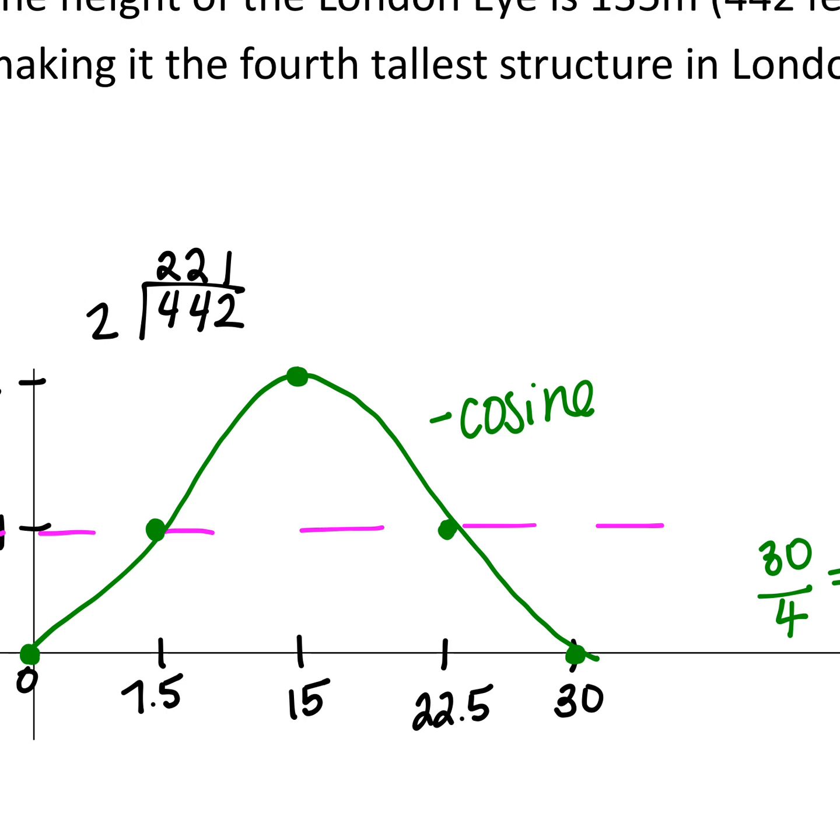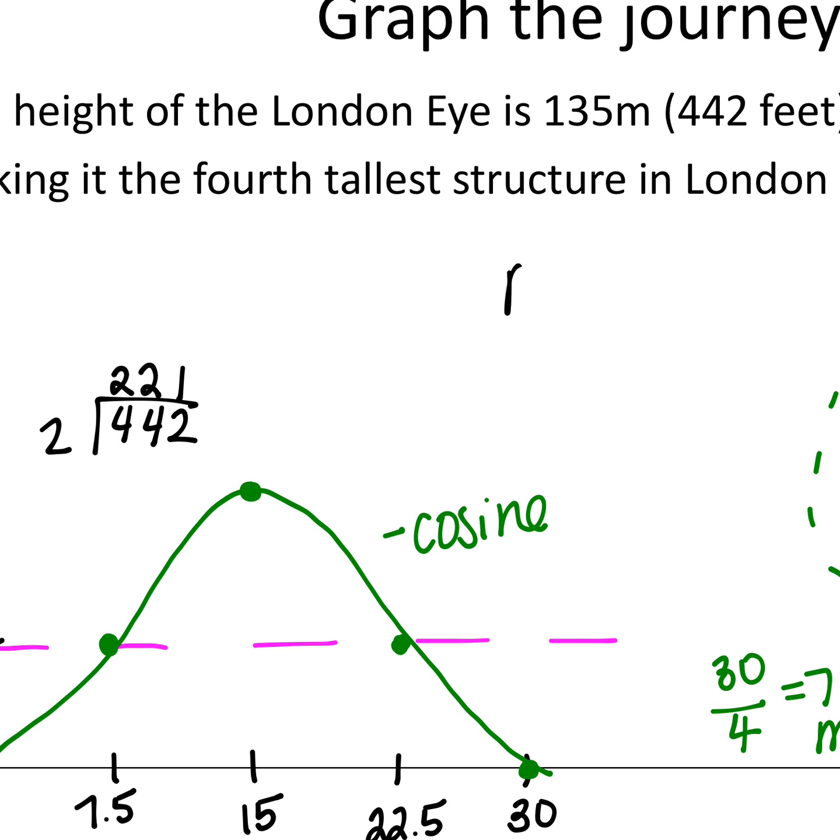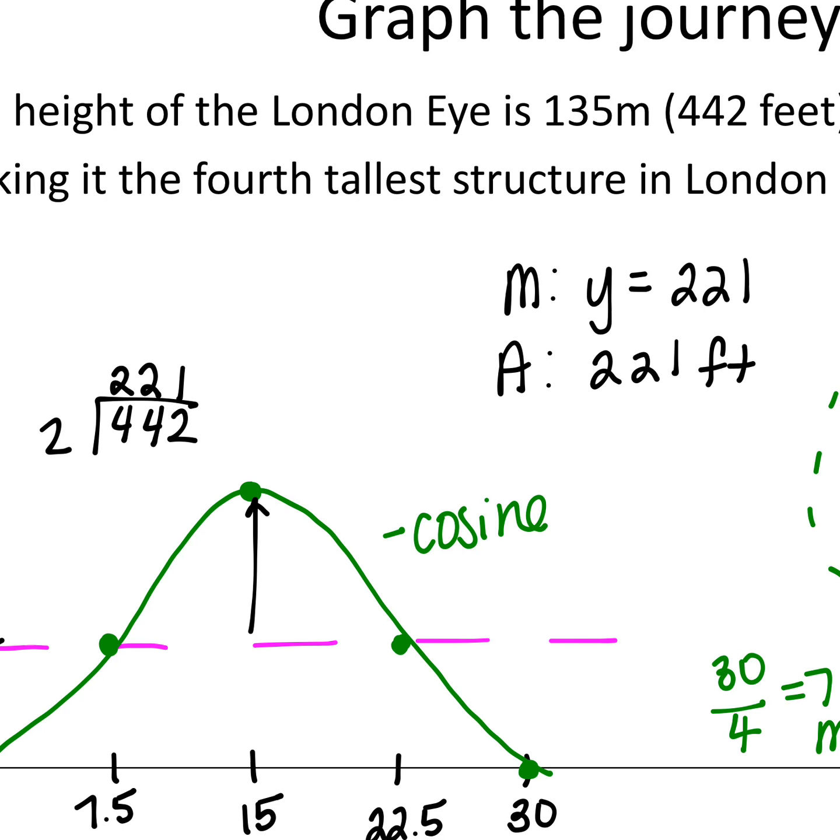Tomorrow we're going to be learning how, if we're given this, we write the equation. But today we're just graphing. So let's map it real quick. What do we know our midline is? Our midline is y equals 221. What is your amplitude? Remember, your amplitude is going to be your radius because it's halfway up, or you can do your midline minus your max. That's going to put you at 221 feet. And what is your period? Well, it takes 30 minutes to go through one graph.